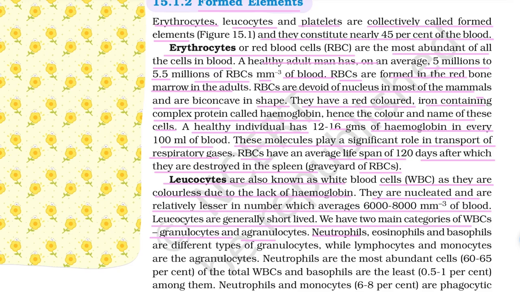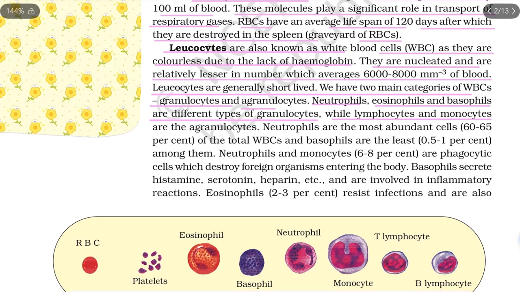Neutrophils, eosinophils, and basophils are different types of granulocytes, while lymphocytes and monocytes are agranulocytes. Neutrophils are the most abundant cells, 60 to 65% of the total WBC, and basophils are the least, 0.5 to 1%, among them. Neutrophils and monocytes (6 to 8%) are phagocytic cells which destroy foreign organisms entering the body. Basophils secrete histamine, serotonin, heparin, etc. and are involved in inflammatory reactions.